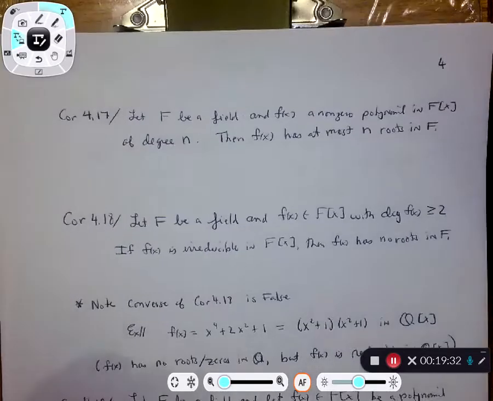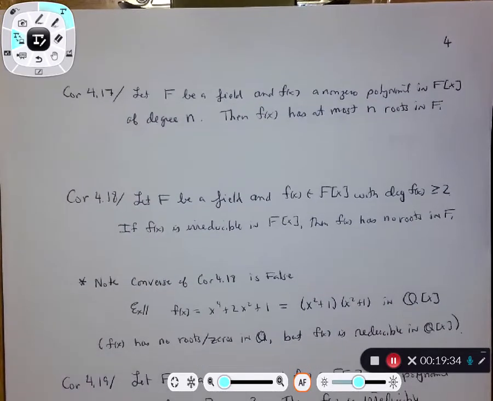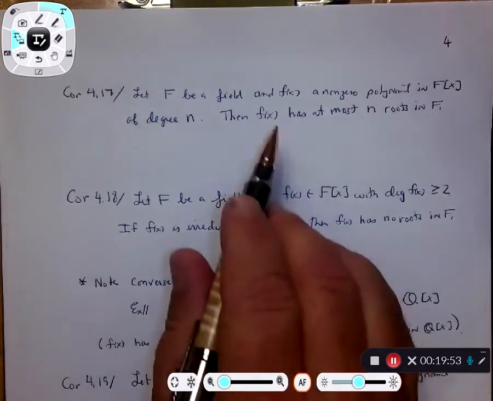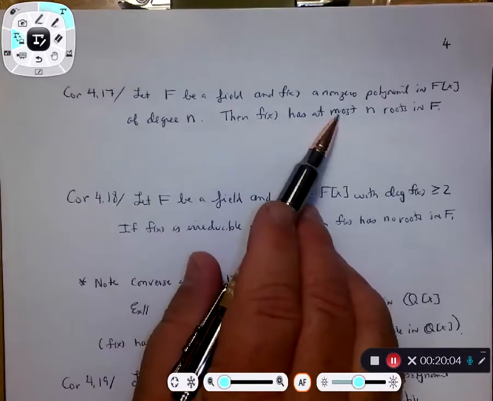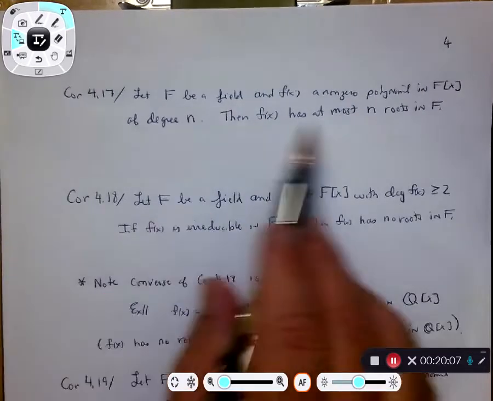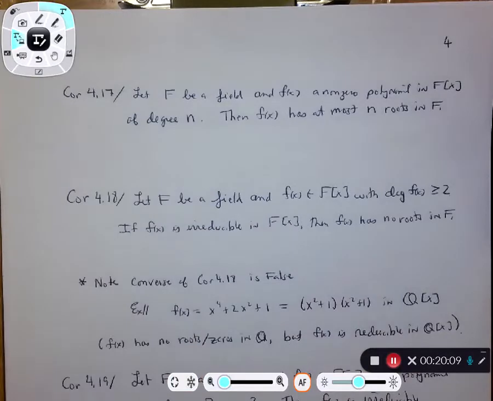Corollary 4.17 says this: let F be a field, and f of x is a non-zero polynomial in F adjoined x of degree n, then f of x has at most n roots in F. And that's an old high school math concept here. So if I'm dealing with a polynomial f of x, the maximum number of zeros, roots, x-intercepts I'm going to have on that polynomial is the degree of that polynomial. So f of x will have at most, that means less than or equal to n roots, and that n was the highest power, so there's a connection there.